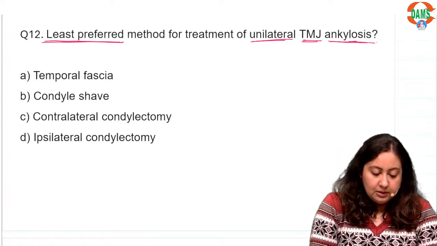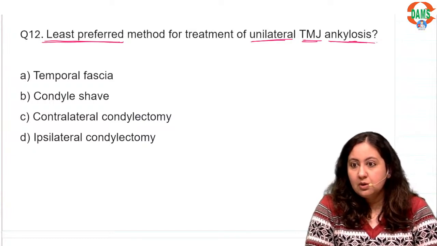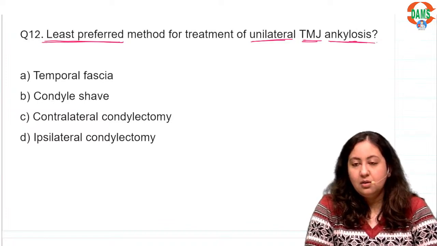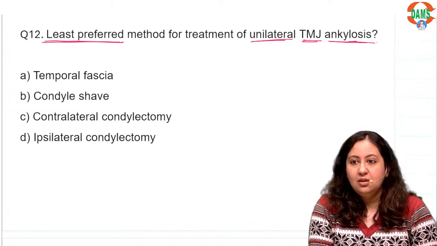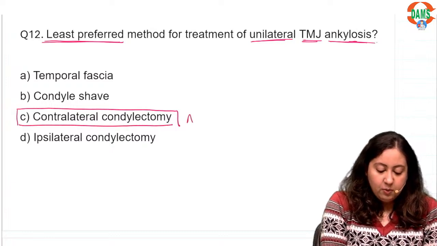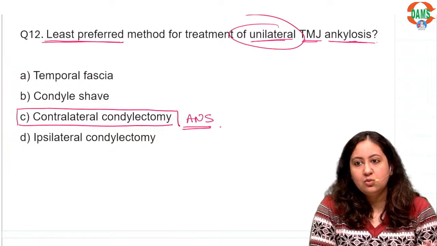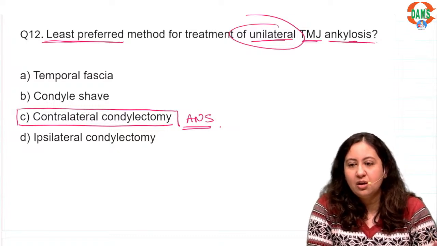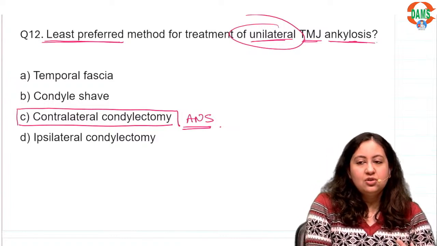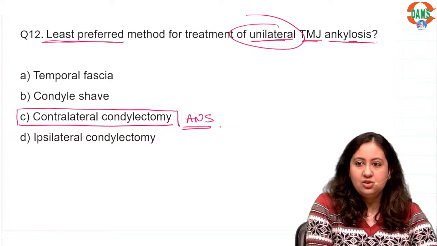Okay. See, so it is saying least preferred and for unilateral TMJ ankylosis. All right. This is a question meant to fool you, okay. All right. So the answer is contralateral condylectomy. I'll explain why. It is a case of unilateral TMJ ankylosis. So ideally condylectomy is not to be done on the side other than the ankylosis; if it has to be done at all, it will be done on the same side. Okay. There is no question of contralateral condylectomy anyways.